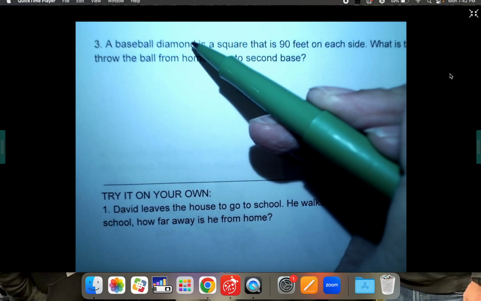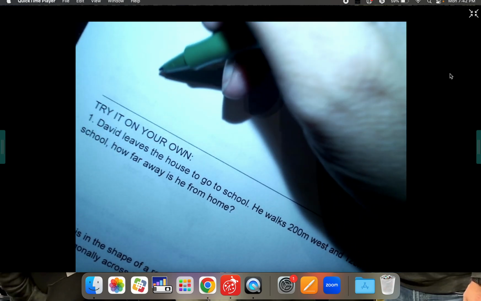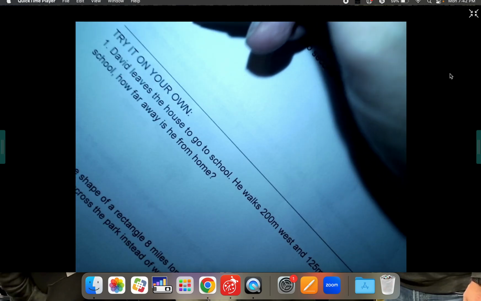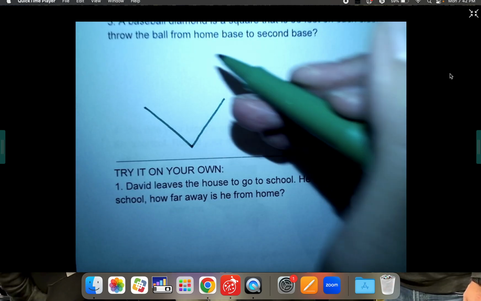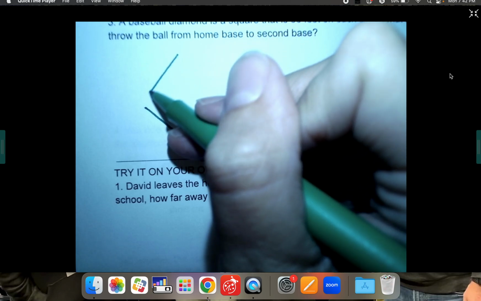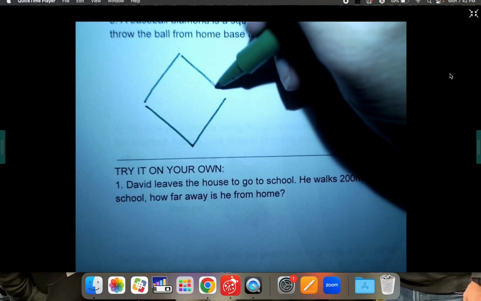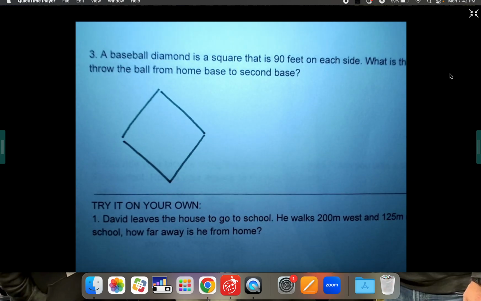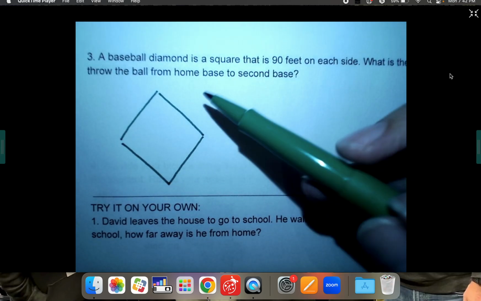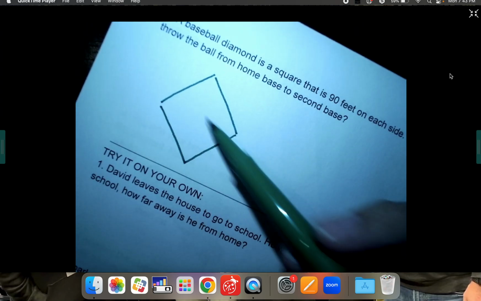Even though it's a diamond, it's technically like a square, isn't it? Like on its side, whatever. A baseball diamond, just sketch it. I'm sure it's better than mine. It is a square. That's what I meant. See, it's supposed to be a square.